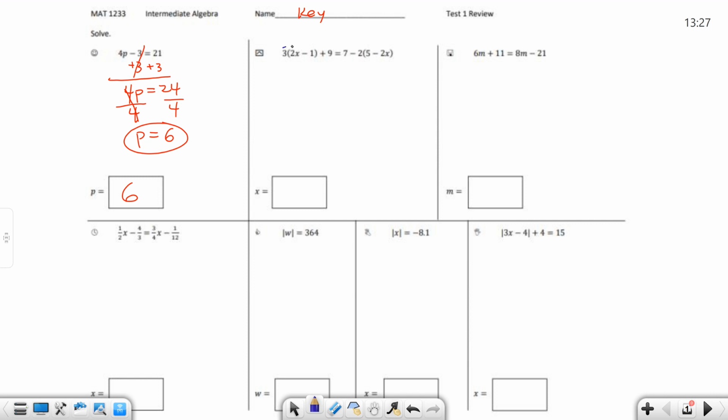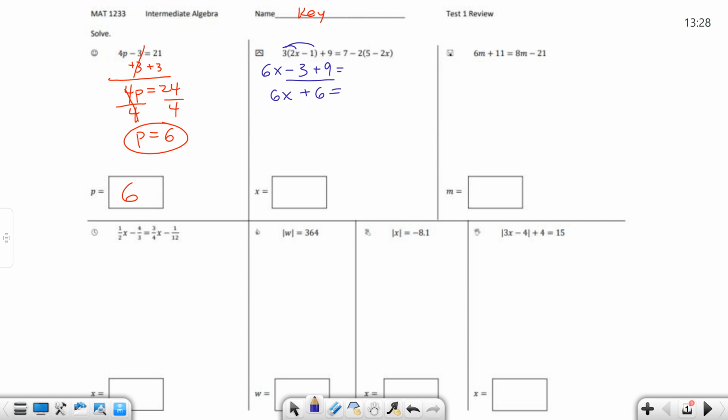Second question, we want to distribute the 3 first. There's nothing to do inside the parenthesis on either one, so we don't have P from PEMDAS. There's no exponent, so we go to multiply, which is, in this case, a distribution. So 6x minus 6 plus 9 on the left-hand side, right? That's not 6x minus 6. Let me fix that. 6x minus what? 3. That is correct. Now when I put these together, I get 6x. And when I have negative 3 and plus 9, I get plus 6. And now I can no longer do anything to the left-hand side.